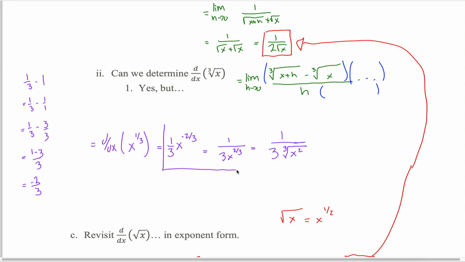All three of these things are mathematically equivalent, although most teachers would tell you that this is the preferable answer to give. But really, I got to kind of pick my battles. And frankly, if you're able to take the derivative and get any of these answers, I'm pretty happy.